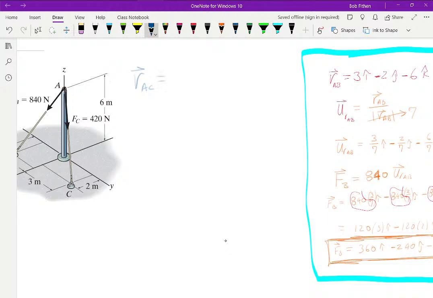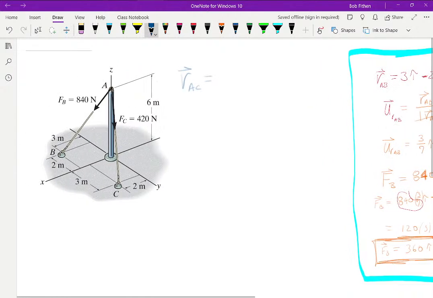And what I get, okay, just do the same thing I did before. I go 2 meters out in the I. This time I go 3 meters out in the J, and I go down 6 meters in the K. So now, what is the unit vector? That points down this rope, but it's only of length 1.